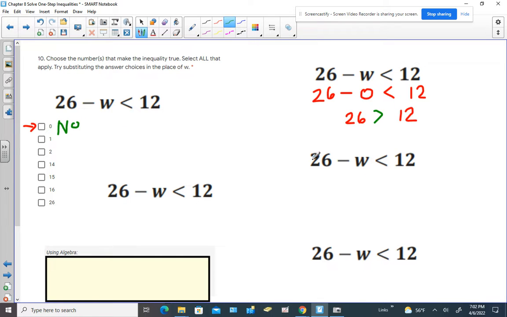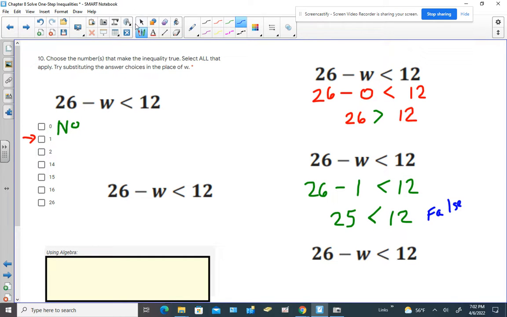So that's a no. Now, if we try the next value, which is a 1, and we substitute that in, 26 minus 1, is that less than 12? If I do 26 and subtract 1 from it, that would be 25. And 25, is that less than 12? That's false. So we're not going to choose that one, right? Because that's not a true statement. It's false. We would need the other symbol, the greater than symbol.